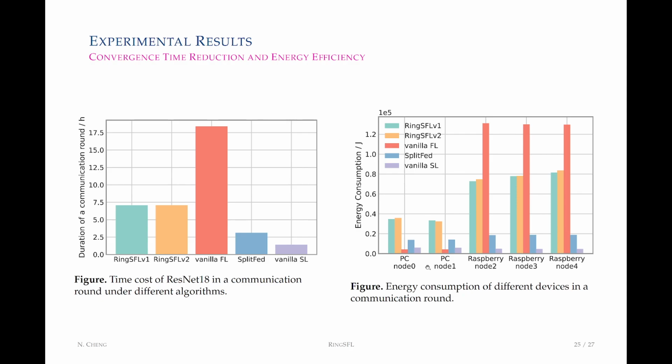The red figure, titled Energy Consumption in Different Devices in the Communication Round, clearly illustrates RingSFL's capability to control the power consumption of the FL system. It is evident that RingSFL, as compared to vanilla FL, increases the energy consumption of PC nodes, while reducing the energy consumption of Raspberry Pi nodes. This energy distribution is a result of RingSFL's ability to balance the computational loads among clients. This observation highlights its effectiveness in conserving energy for battery-powered devices, thereby extending the lifespan of the whole system.